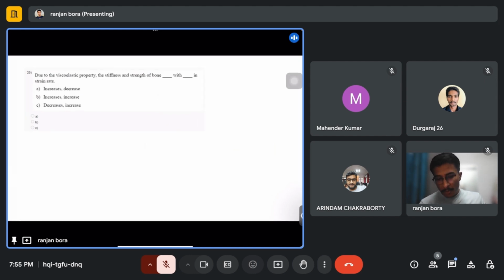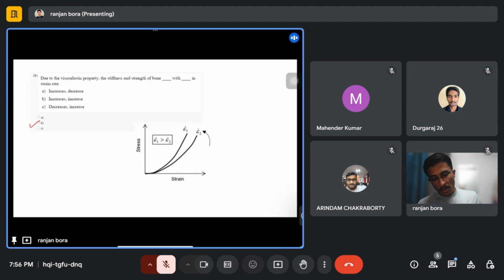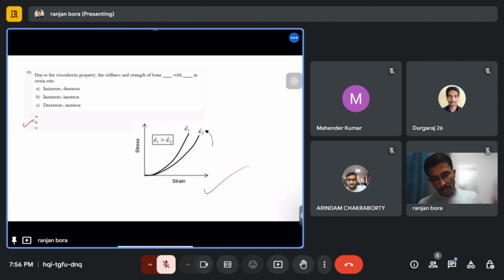Due to the viscoelastic property, the stiffness and strength of bone dash with dash in strain rate. What is the answer? Yeah, B. You can see this plot in the slide. This epsilon 1 dot is the strain rate and it is greater than epsilon 2 dot, and you can see what the stiffness is. Stiffness is the slope of the stress-strain plot. So this slope is higher than this slope.